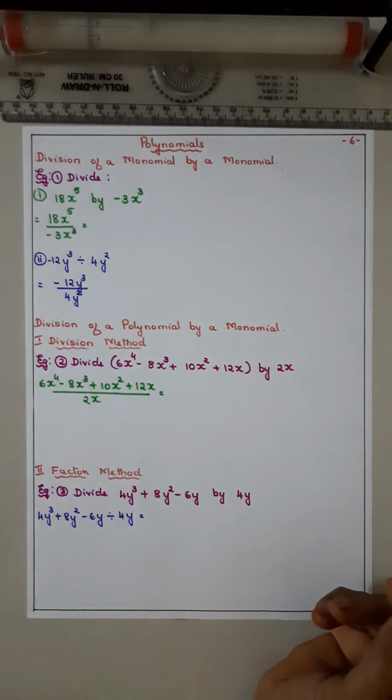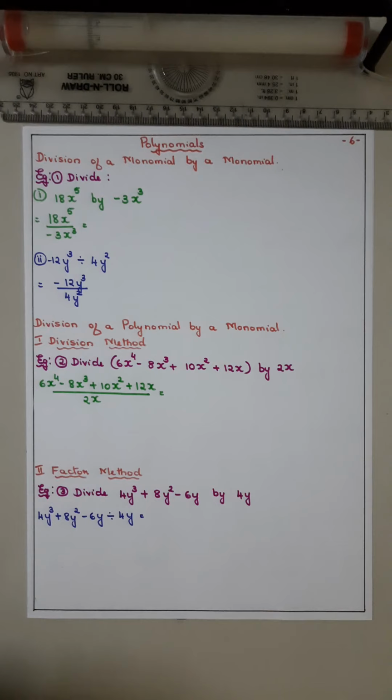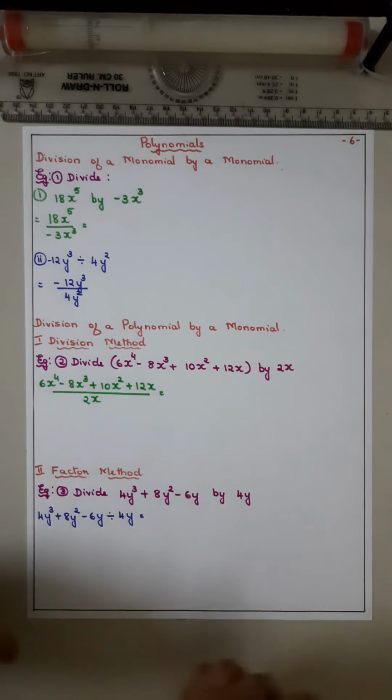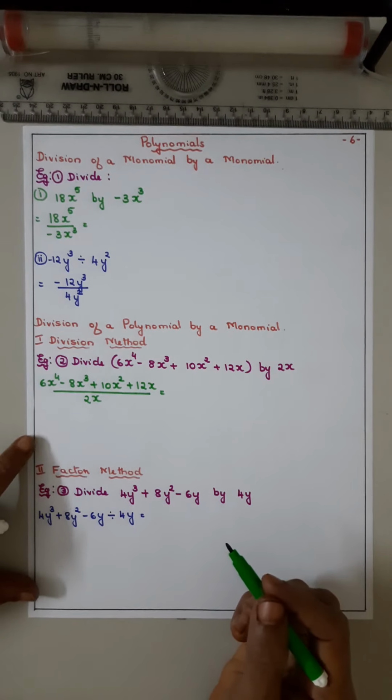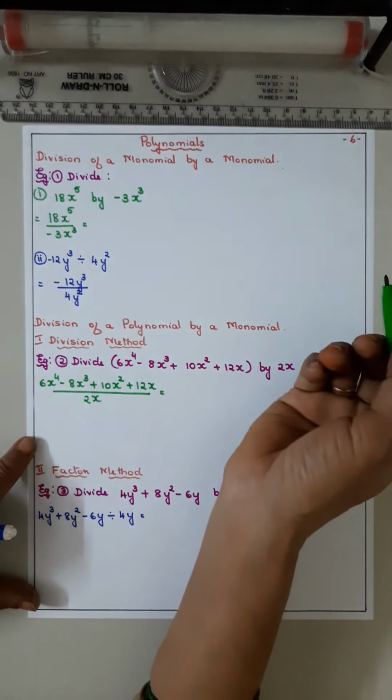We were discussing the lesson polynomials. Now coming to the different types of examples. First, division of a monomial by a monomial. Example 1: divide 18x to the power 5 by minus 3x to the power 3. So first write in this division form.